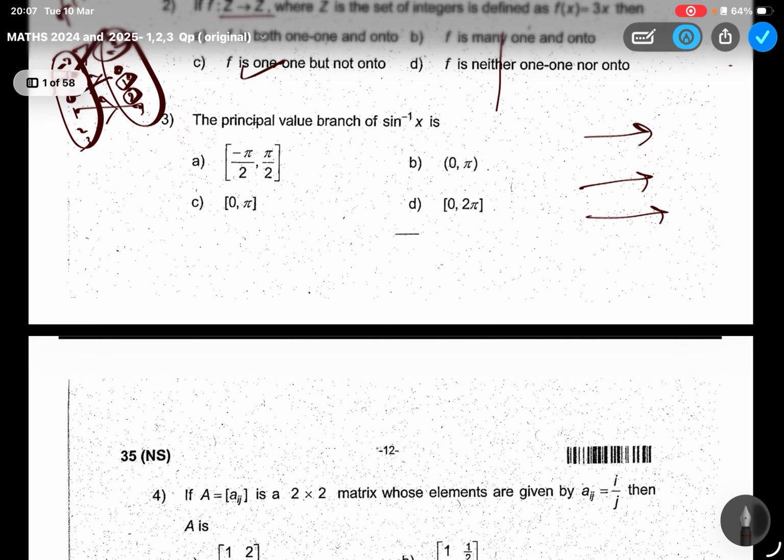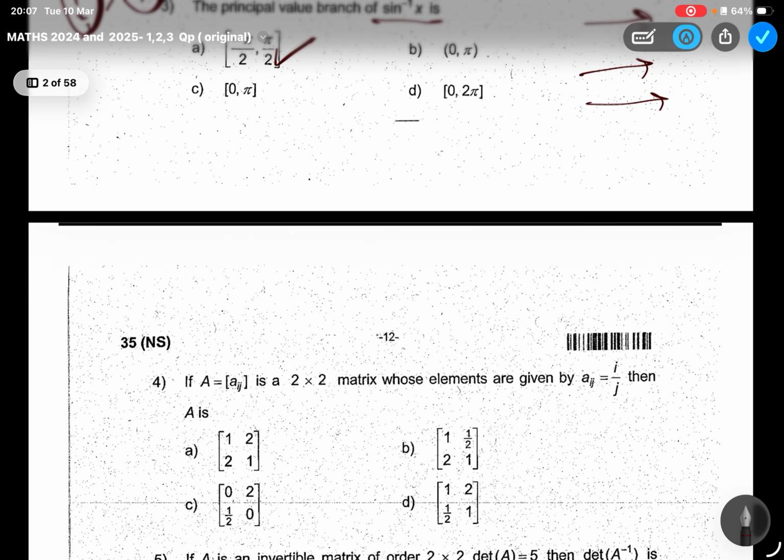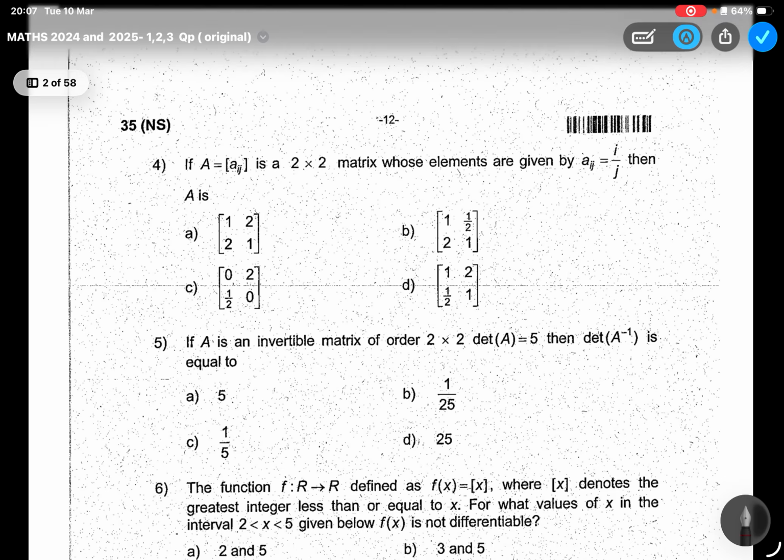The principal value branch of sine inverse x. Here they are asking the range of sine inverse x, that is the closed interval minus pi by 2 to pi by 2, and you need to remember all the other five also.